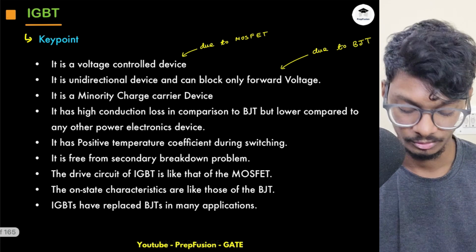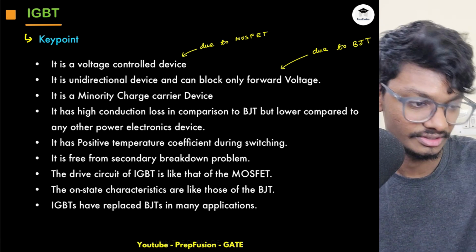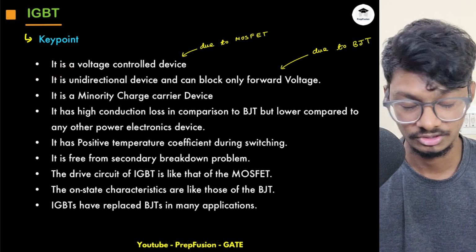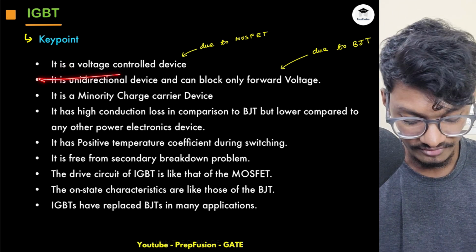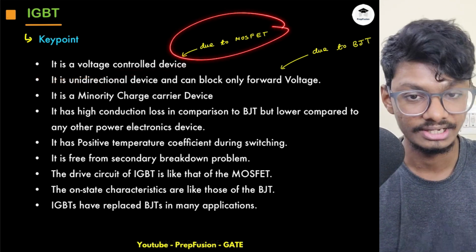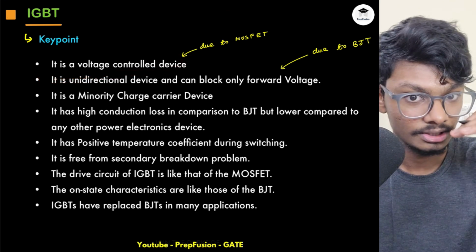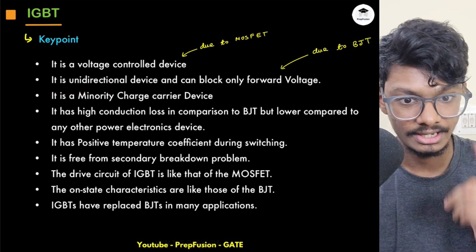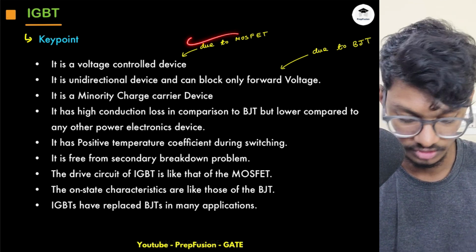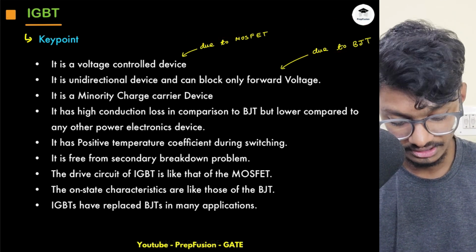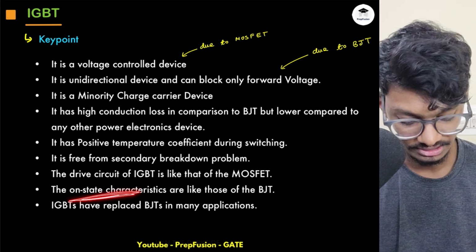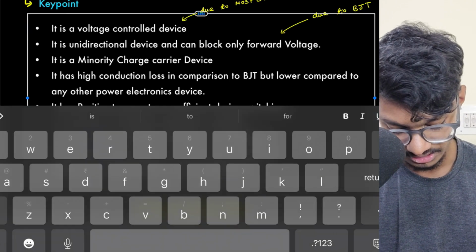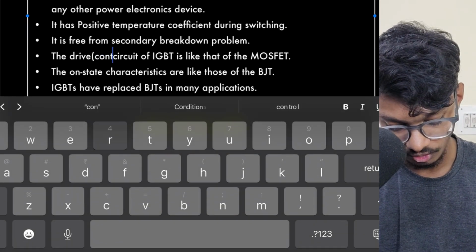Now there are a few key points about IGBT that you should know that can come in state level examinations, and GATE can also ask about the theoretical points about IGBT. First of all, it is a voltage control device because it is inherited from MOSFET. I control the gate terminal voltage. It is a unidirectional device because current can only flow in one direction, unlike MOSFET. This is due to BJT. It has on-state characteristics like BJT, and its drive circuit, that is the control circuit, is almost like the MOSFET.